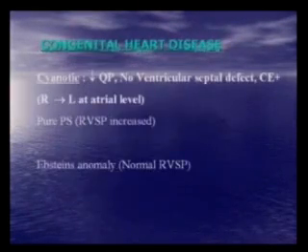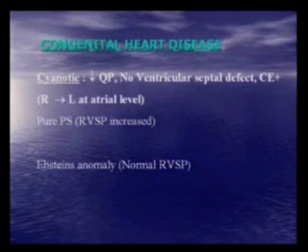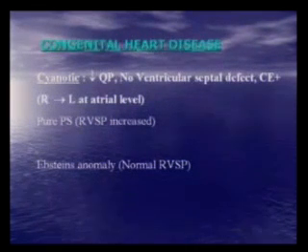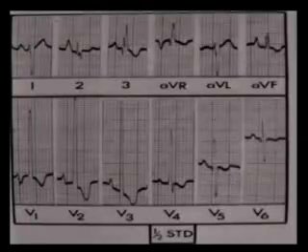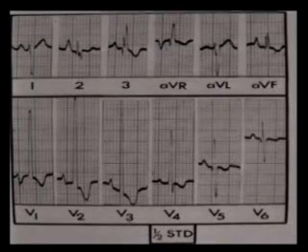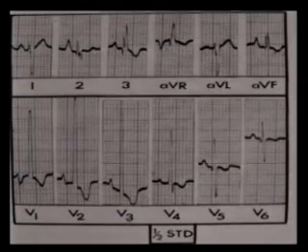The cyanotic patients with decreased pulmonary blood flow commonly have a ventricular septal defect. In them, the right to left shunt is at the atrial level. And then we have these patients with Epstein's anomaly who have normal right ventricular systolic pressure. Here is a typical X-ray of this group of patients. Right axis deviation and right ventricular hypertrophy.